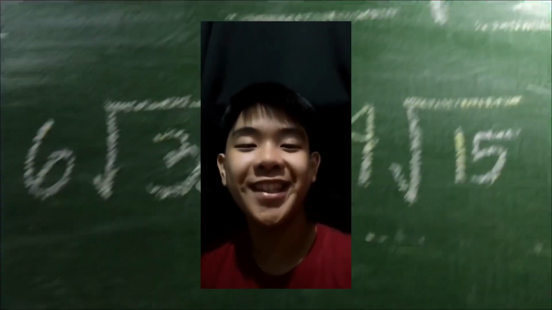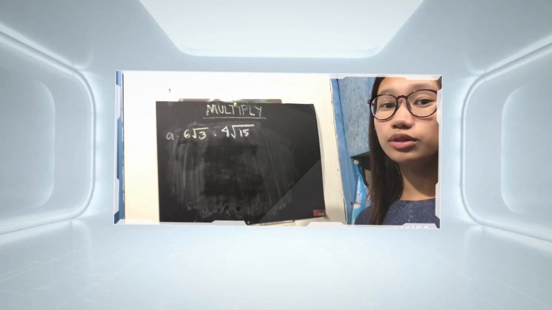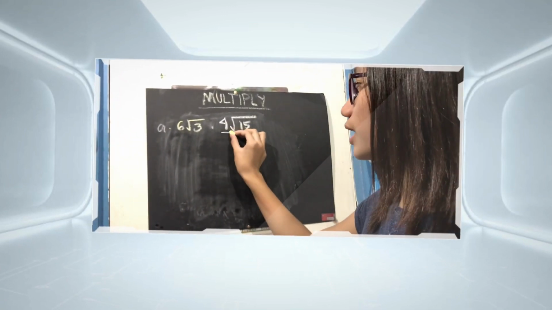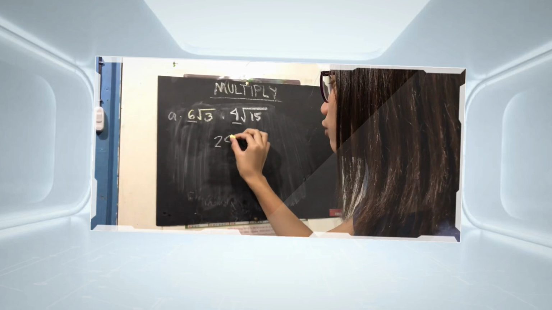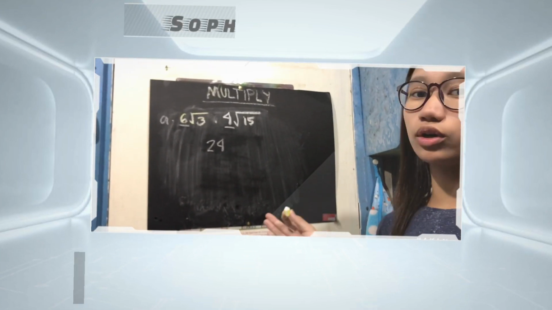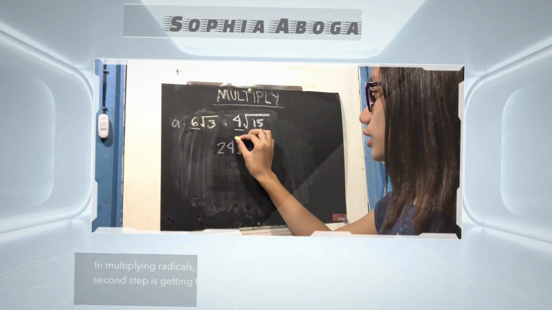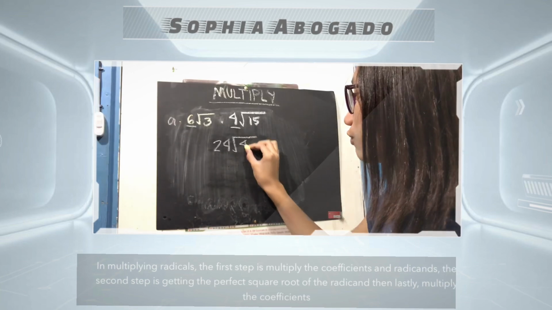Now, let's proceed. Our first example in multiplying polynomials containing radicals is this. Letter A, 6 square root of 3 times 4 square root of 15. The first step is we will multiply the numbers outside the radical, which are 6 and 4. 6 times 4 is equal to 24. Next is the number inside the radical, or what we call the radicand. We will get square root of 3 times square root of 15 is equal to square root of 45.